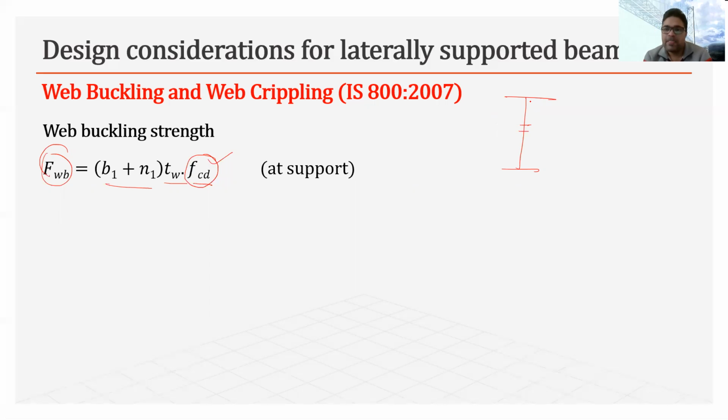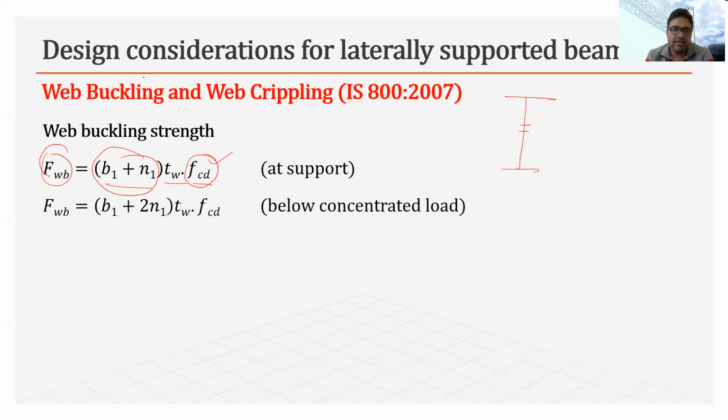So to find out the web buckling strength of this web, first of all we need to consider this web as a vertical member, as a strut, and then we multiply the design compressive stress, which is FCD, by the area of cross section, which is the effective area under which the maximum compressive stress is occurring. Now, what are this B1 and N1? How do we find them? That we will see through the diagram.